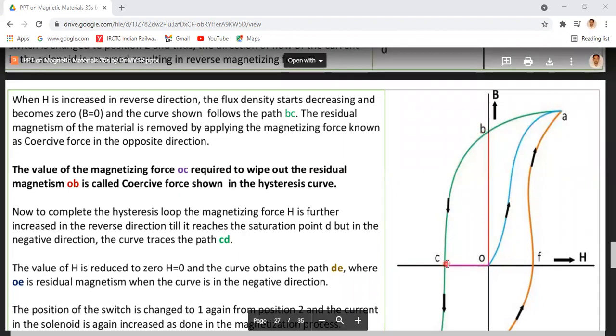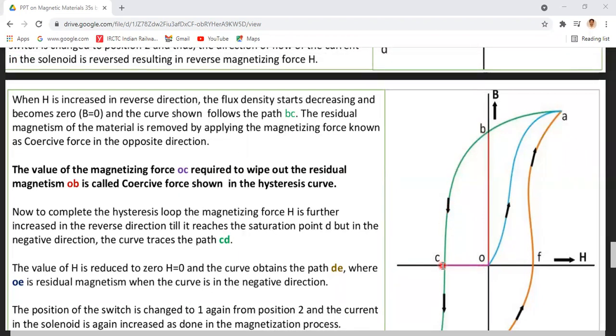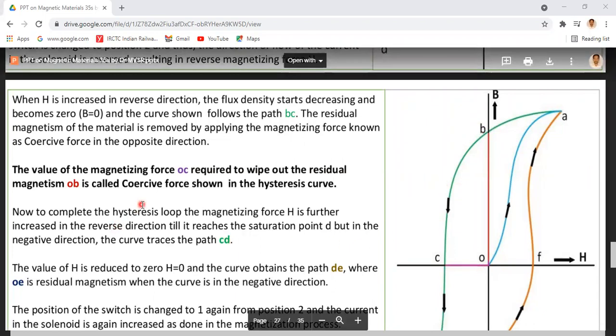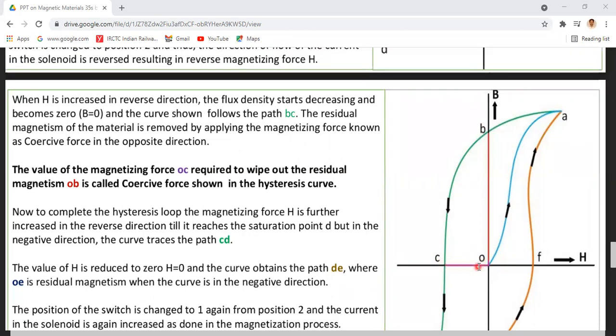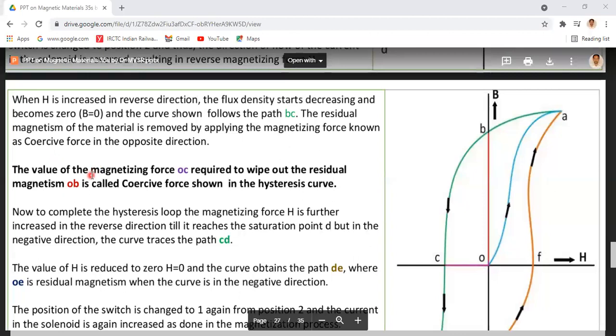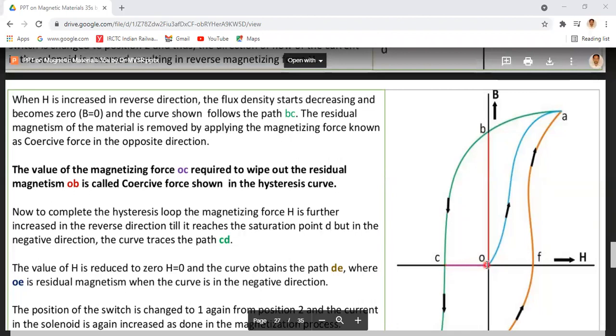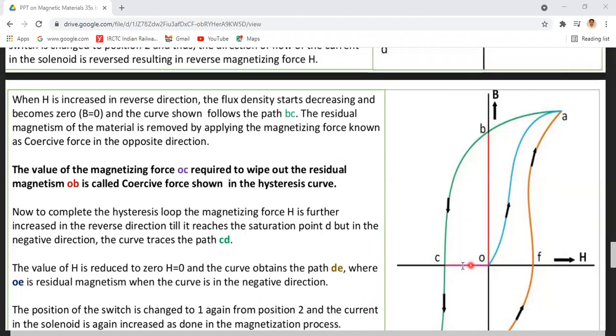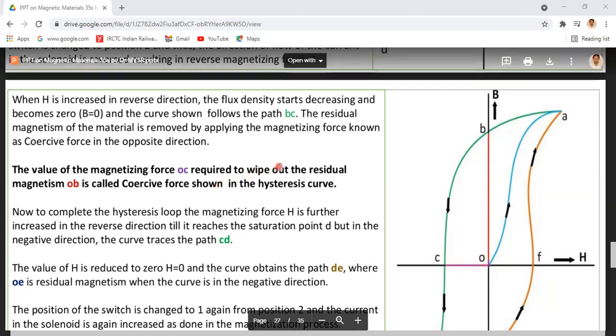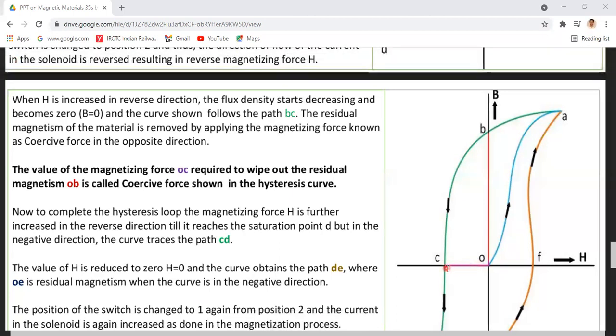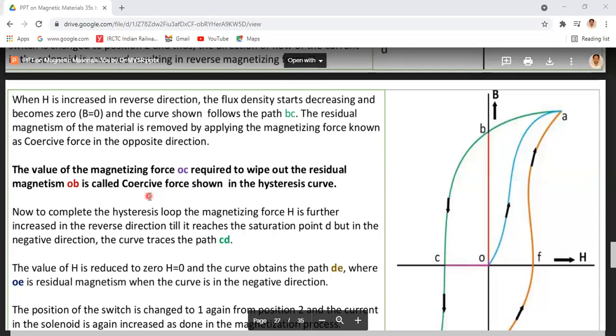So from B to C, the magnetic induction value B becomes 0, so it follows the path BC. So what is this magnetizing force? It is nothing but the coercive field or coercive force. The value OC is the value of the magnetizing force H in the reversing direction. The value of magnetizing force OC is required to wipe out the residual magnetism OB. To make OB zero, we apply the field OC, and this is called the coercive field or coercive force.